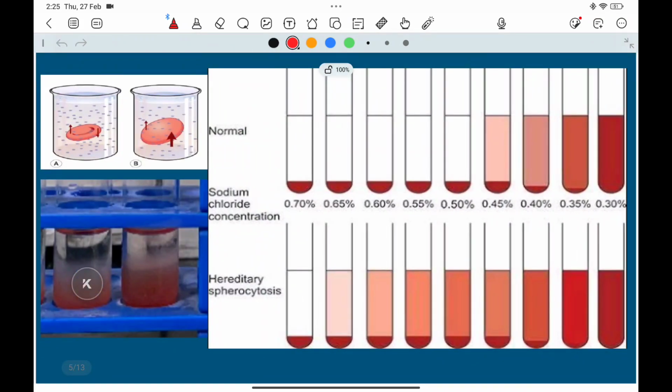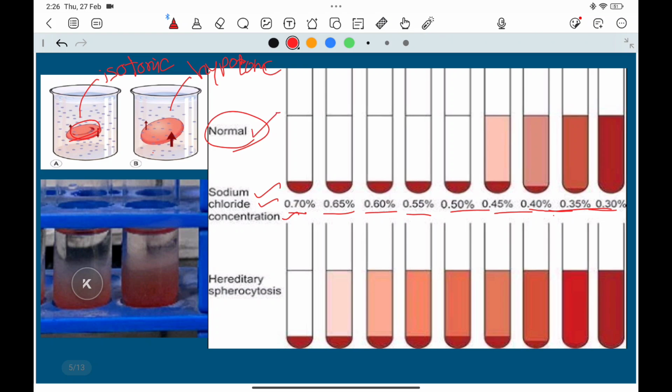So let's see. Here, this is the isotonic solution. In the isotonic solution, the red blood cell size will be the same. This is hypotonic solution. In the hypotonic solution, the red blood cell will get bigger, and then it can even hemolyze. So let's see this picture. This is the normal blood. We have the serial sodium chloride concentrations 0.7%, 0.65%, 0.6%, 0.55%, 0.5%, and these serial concentrations are there. And here it is the normal red blood cell.